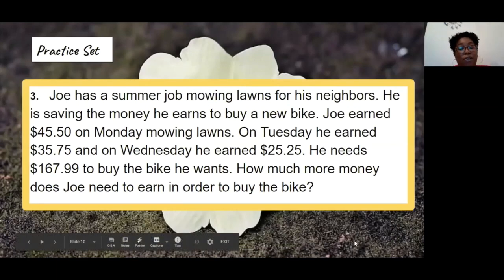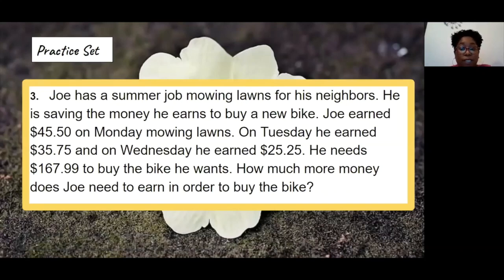Okay, here goes. Are you ready? All right. Joe has a summer job mowing lawns for his neighbors. He is saving the money he earns to buy a new bike. Joe earned $45.50 on Monday mowing lawns. On Tuesday, he earned $35.75, and on Wednesday, he earned $25.25. He needs $167.99 to buy the bike he wants. How much more money does Joe need to earn in order to buy the bike?